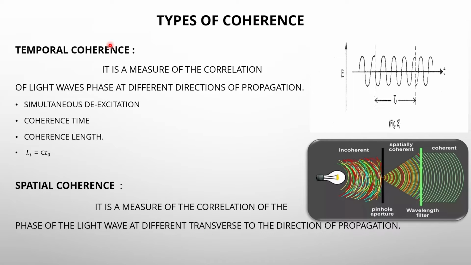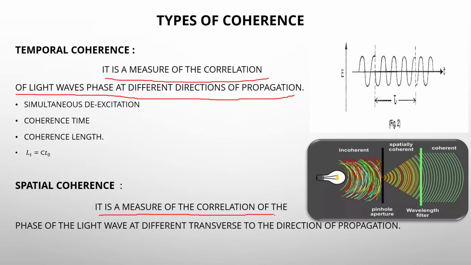So we have two types of coherence basically. One is temporal coherence and the other is spatial coherence. Temporal coherence is a measure of the correlation of wave phases at different points along the direction of propagation. Whereas spatial coherence is the measure of the correlation of the phase of the light wave at different points transverse to the direction of wave propagation. That is the basic difference actually.